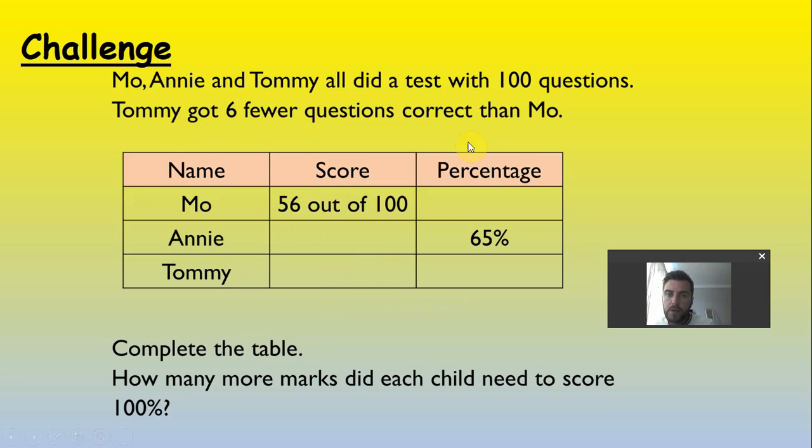And once you've worked out the percentage and the score for each child, you can work out the final question. How many more marks did each child need to score 100%? So how many more marks would Mo have needed? How many more would Annie have needed? And how many more would Tommy have needed?